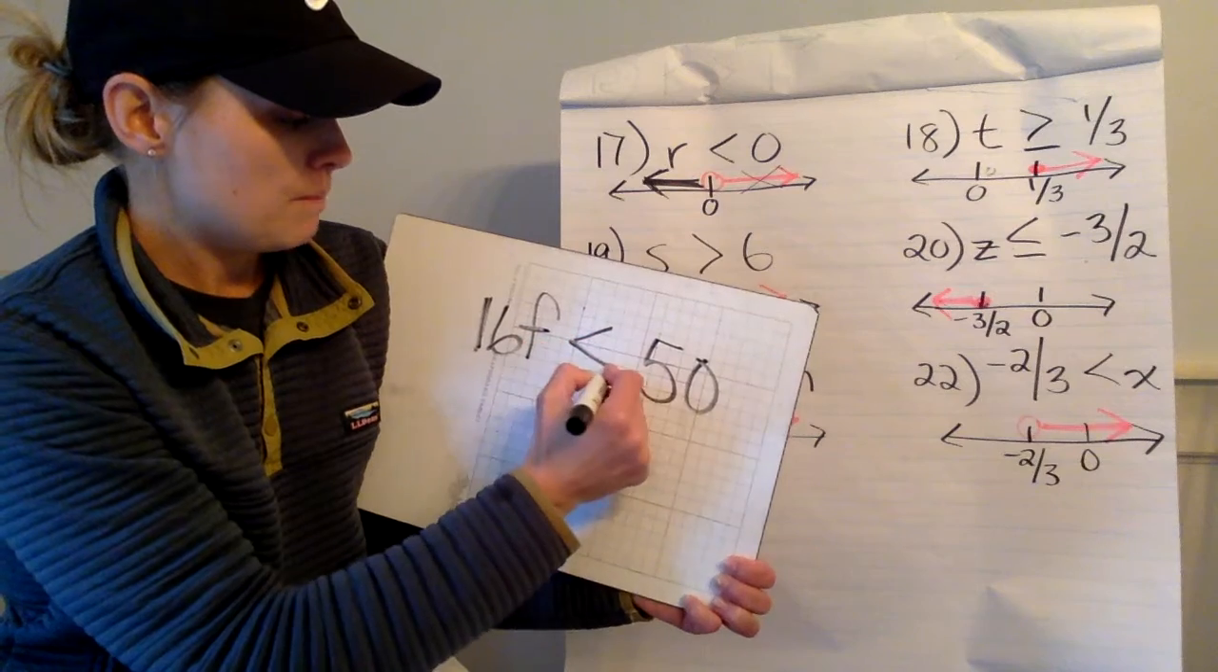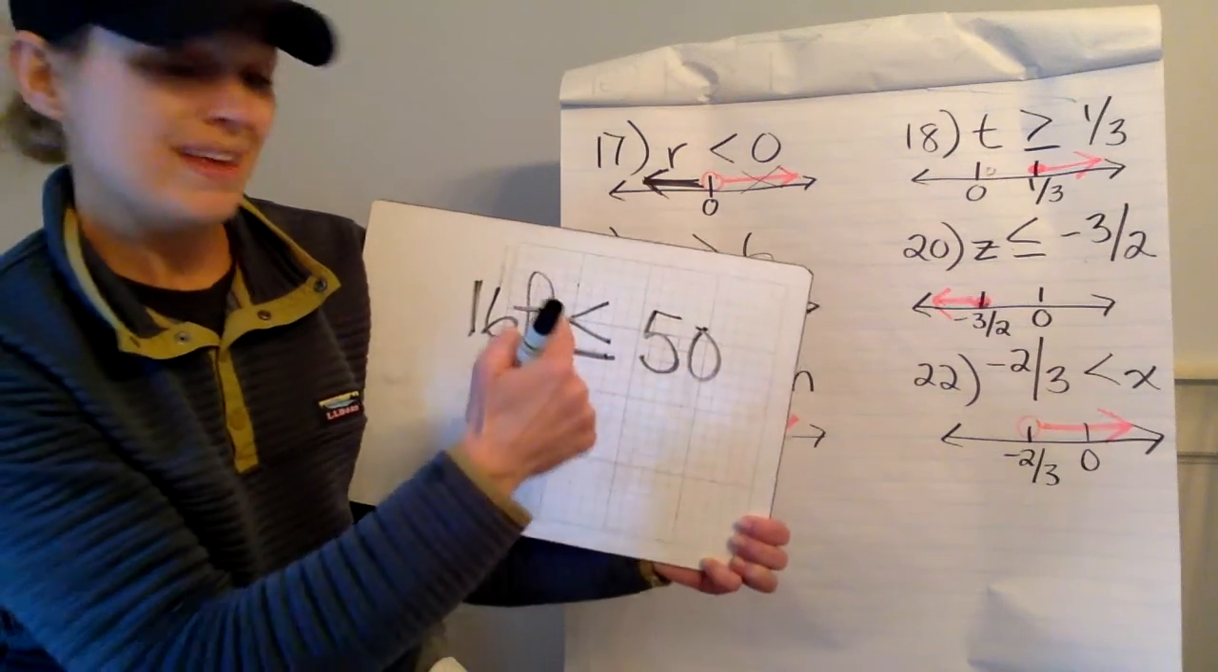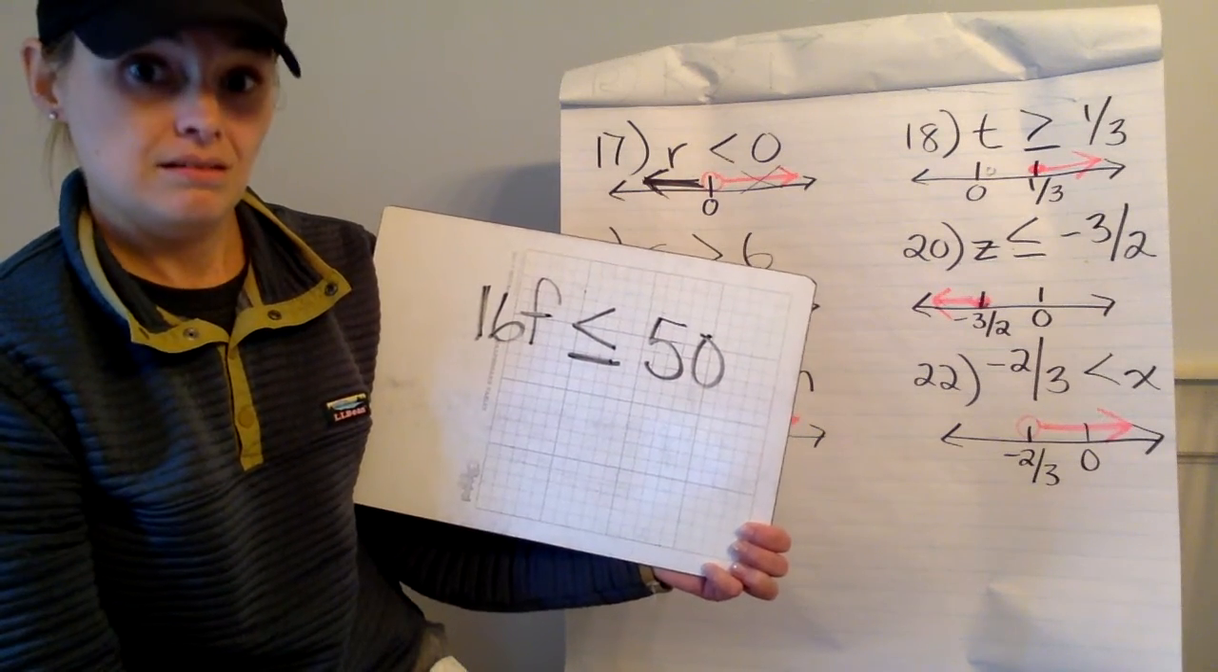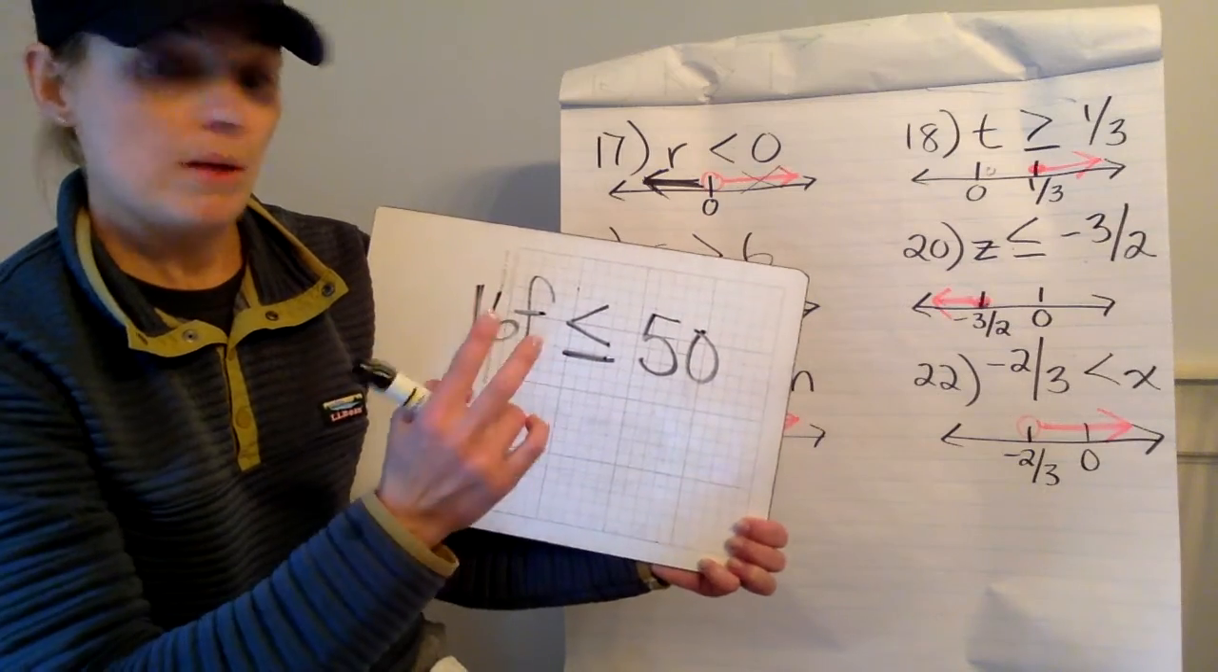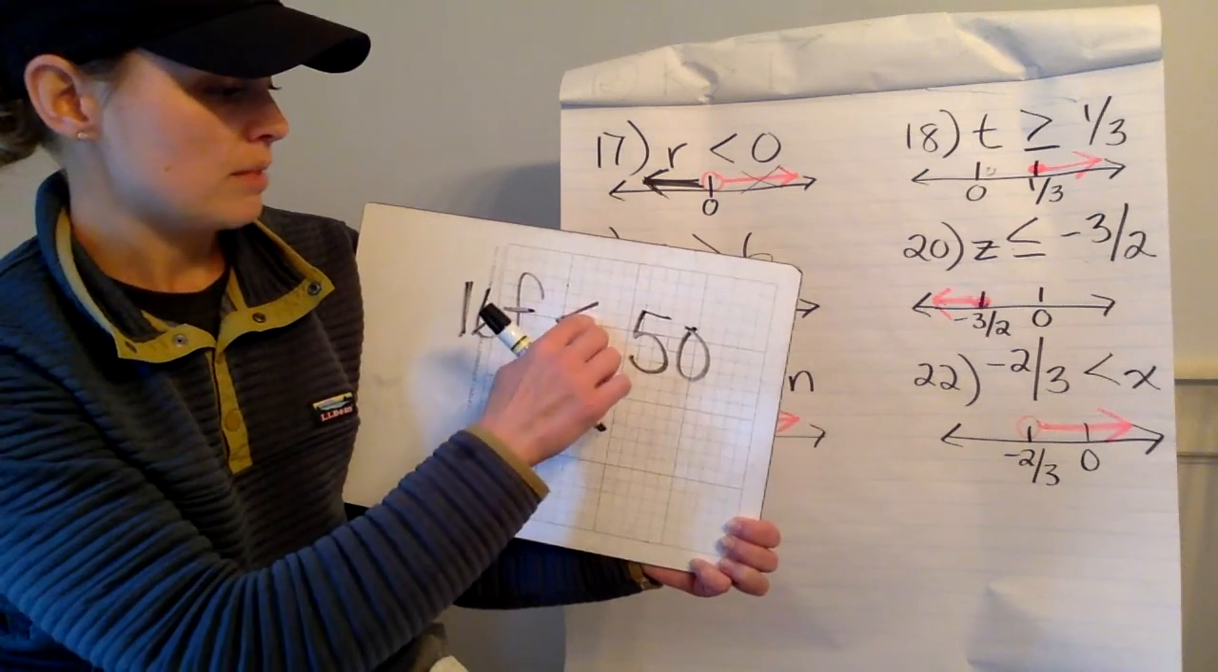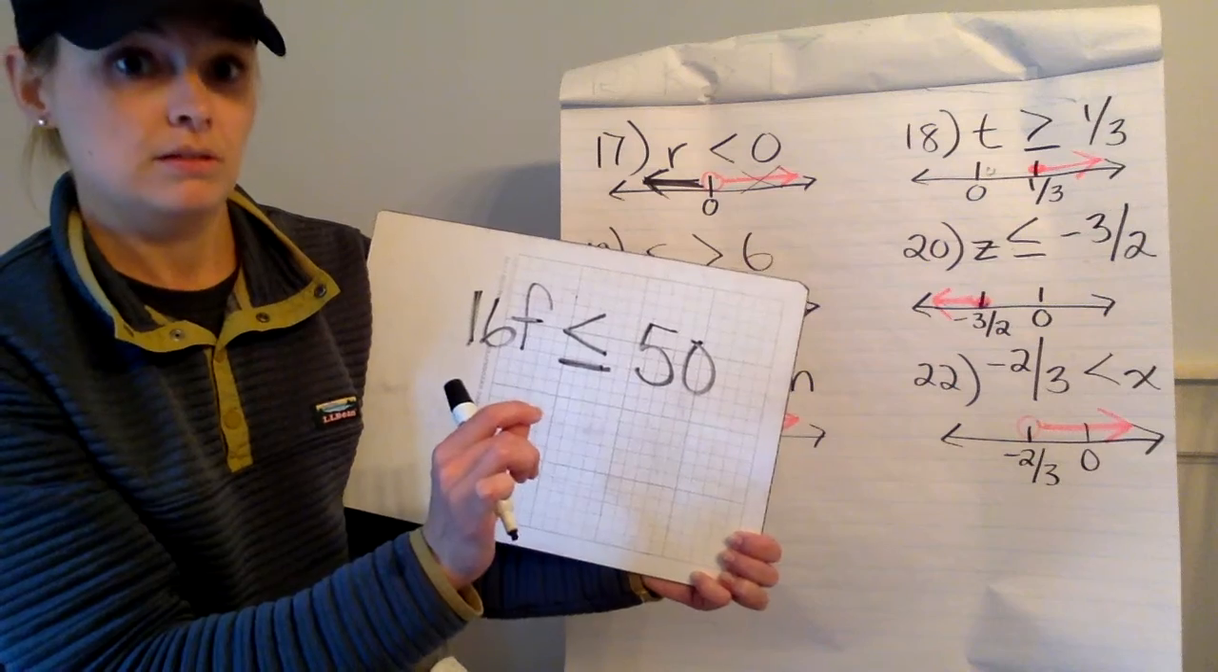So again, the symbol that I'm going to have in between the two is this. Okay? If you have it written the other way with 50 first, you just want to make sure that the mouth is opening to the 50.